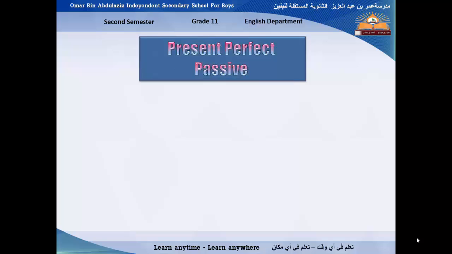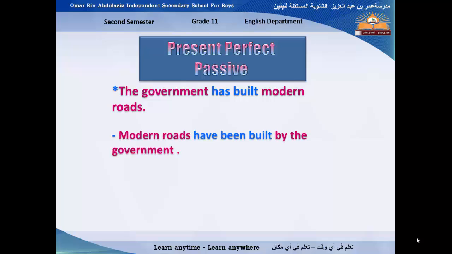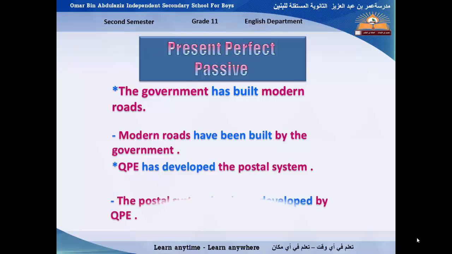Thirdly, with the present perfect tense. If the sentence is "the government has built modern roads," if we want to change it into passive, it will be: modern roads have been built by the government. If the sentence is "QPE has developed the postal system," if we want to change it into passive, it will be: the postal system has been developed by QPE.